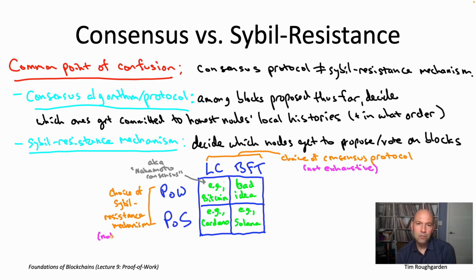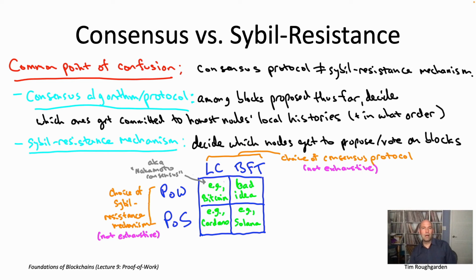Now, not every single layer 1 is going to fit into these 4 boxes. So for example, some layer 1s use consensus protocols you wouldn't really classify as either longest chain or BFT-type, Avalanche being a prominent example. And there's also layer 1s which use alternative Sybil-Resistance mechanisms. So for example, there's several projects that use storage as the scarce resource rather than computational power or stake. But nonetheless, a majority of layer 1 blockchain protocols that are out there, you'll be able to quickly pigeonhole into one of these 4 boxes, really one of these 3 boxes.